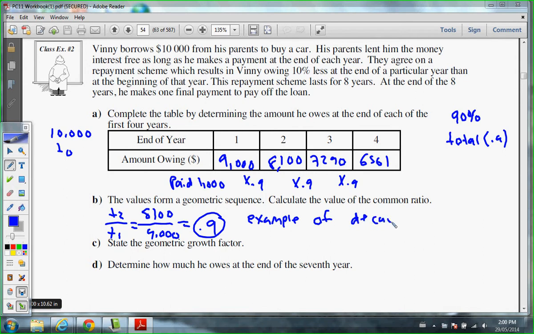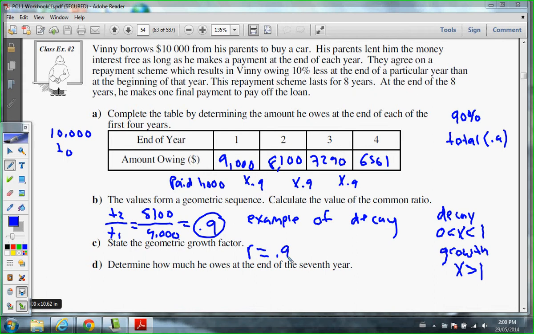So maybe something else we can note. Decay is numbers between 0 and 1, fractions, decimals. Growth, x has to be bigger than 1. Okay, so geometric growth factor, R, is 0.9. So the growth factor, even though it's a decay, it's just the factor.